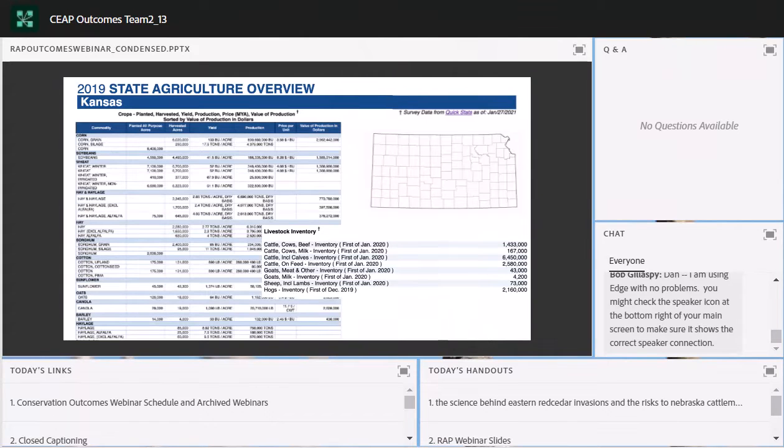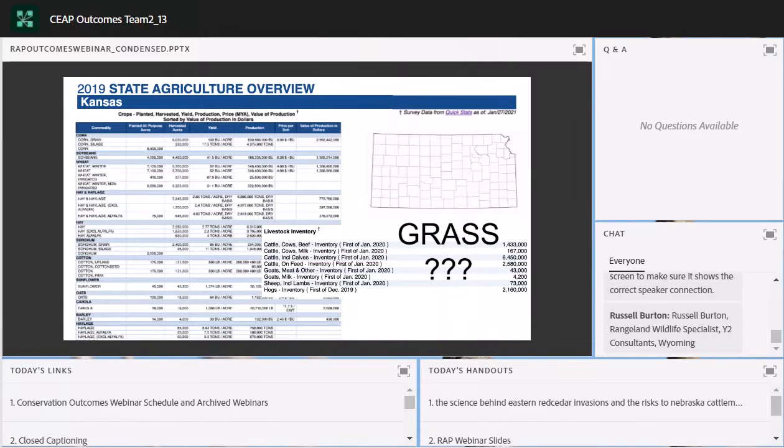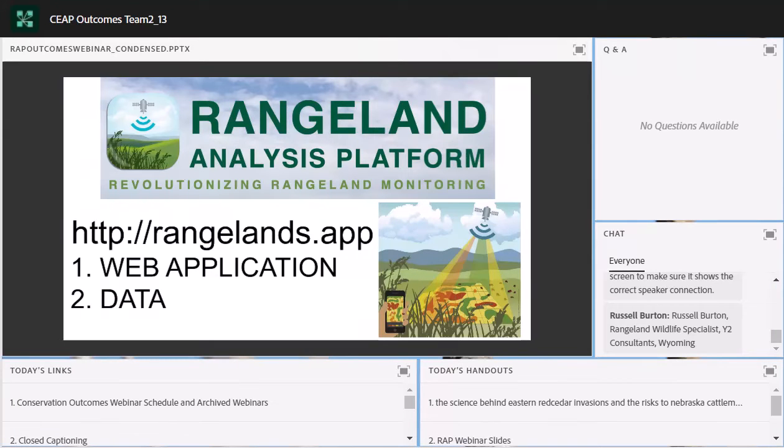But one thing that you'll notice is that we don't track grass. Now, this is important because if grass is the foundational component of rangeland agriculture, there may be subtle things that we may miss or may not be aware of because we aren't tracking it. And the reason we aren't tracking grass is because it's incredibly hard to do, especially at very broad scales. And for that purpose, this is the very reason we created the Rangeland Analysis Platform.